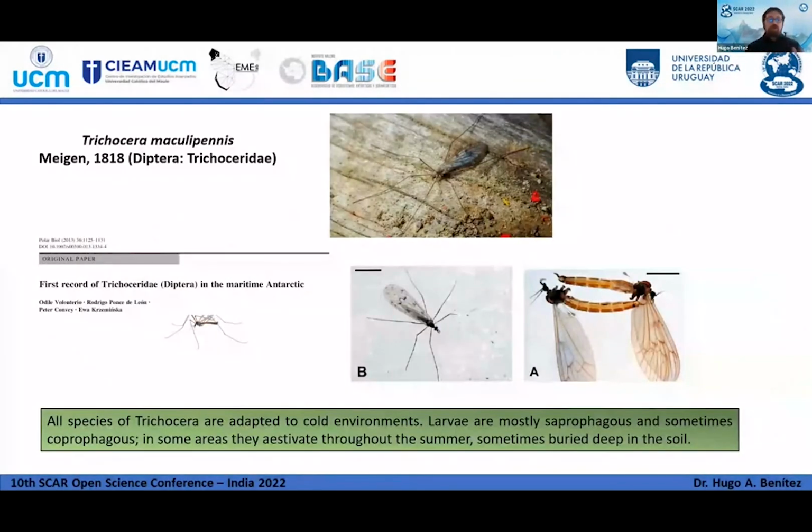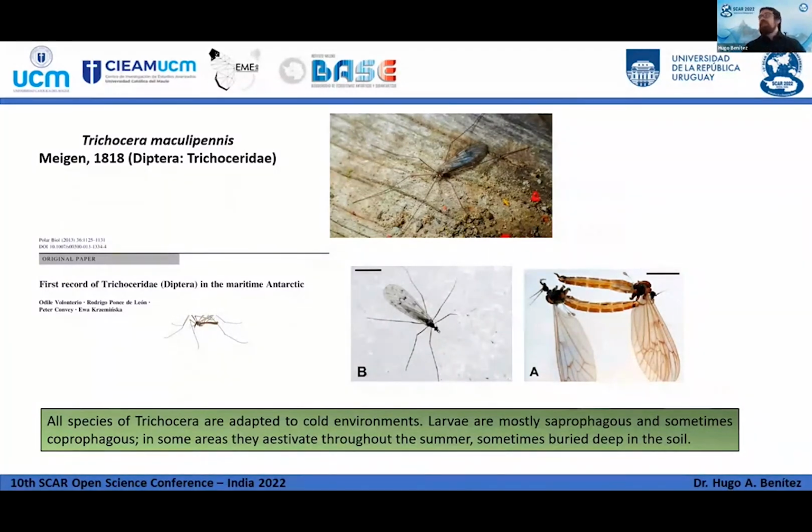Trichosera maculapennis is a widespread fly living in Europe, with a very wide distribution from the Arctic, Norway, Finland, to Spain, Portugal, Poland. It has a broad physiological response to temperature, probably living in the winter at -20 in Norway, up to at least 25, 30 degrees Celsius in Spain. So it's a very large adaptation to temperature. But they arrived in Antarctica a few years ago, around 10 years ago.